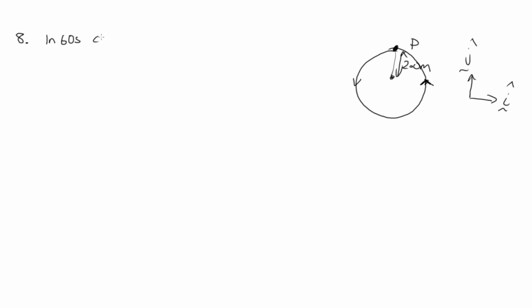Okay, this is problem 8. So in this one, we've got a 3 kilogram mass which is being spun around a circle like this. We've got a point P here, and we're told that this is the J direction and this is the I direction, and the length of the cord is 2 meters. So this length here is 2 meters, and in 60 seconds it completes 20 revolutions.